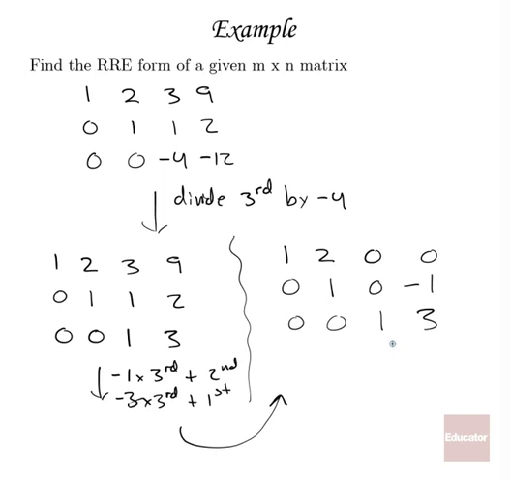And now what we want to do is get rid of this 2. So we're going to take minus 2 times the second. We're going to add it to the first. And what we're going to end up with is 1, 0, 0, 2, 0, 1, 0, negative 1, 0, 0, 1, 3.